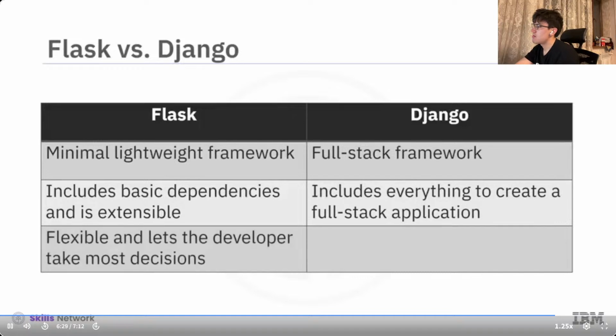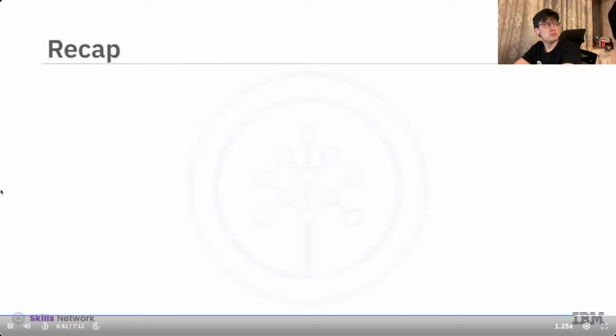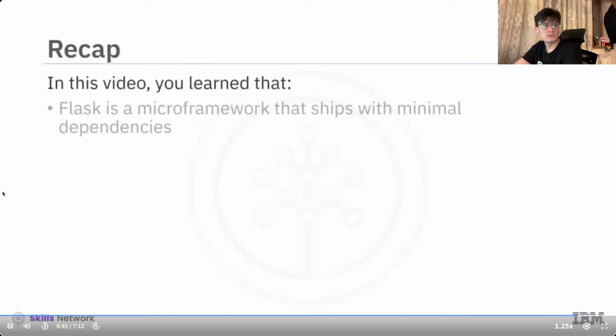Also, Flask is very flexible. You can add and remove pieces in a plug-and-play manner. On the other hand, Django is opinionated and makes most decisions for the developer so they can focus on the application's logic. In this video, you learned that Flask is a micro-framework that ships with minimal dependencies.